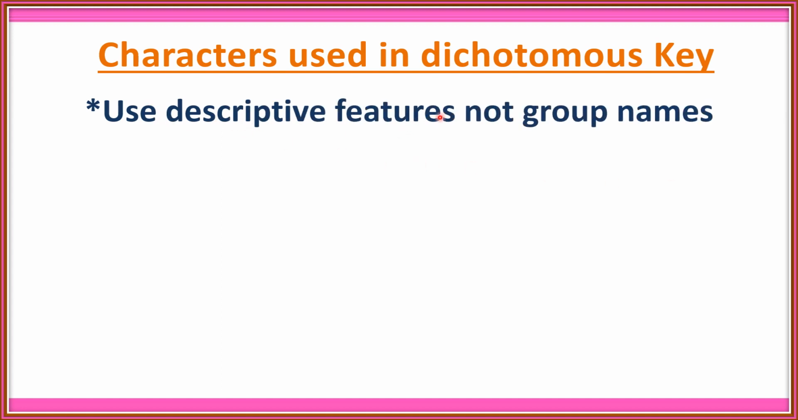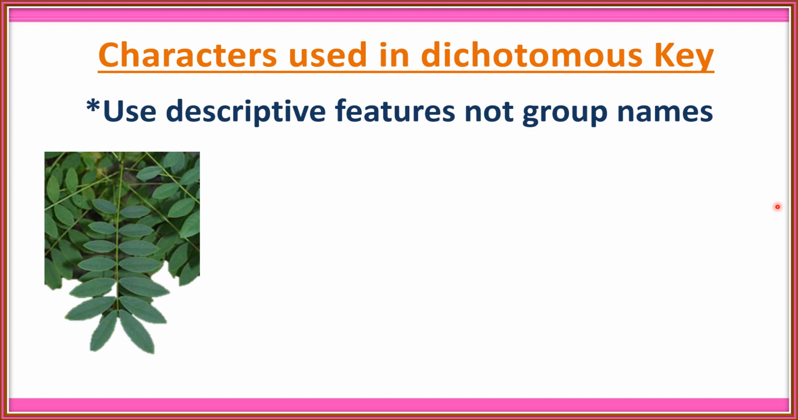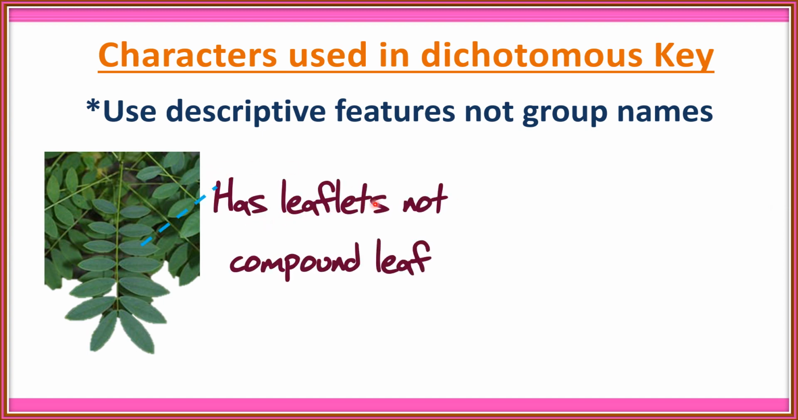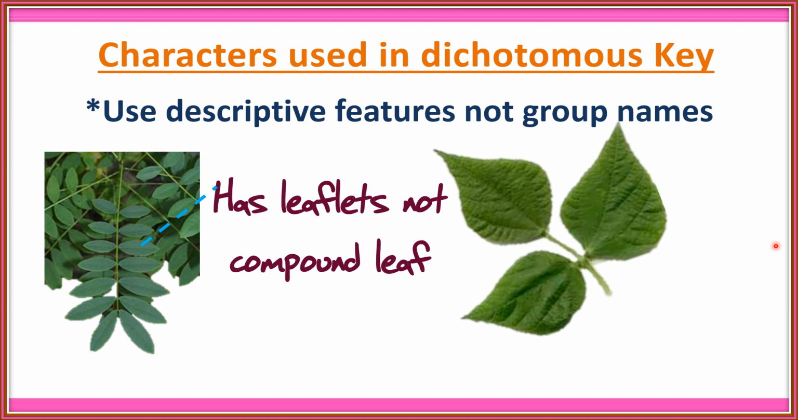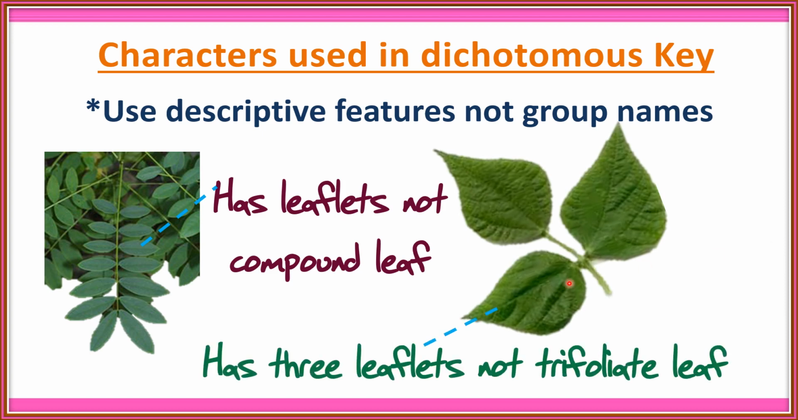Use descriptive features, not group names. We are supposed to use something describing, not a group name. For example, if you look here, we can say it has leaflets. That is a descriptive feature. But we don't say it is a compound leaf, that is a group name. We use descriptive features. They have leaflets but not compound leaves. Here we can say it has 3 leaflets, 1, 2, 3, but we don't say it is a trifoliate.